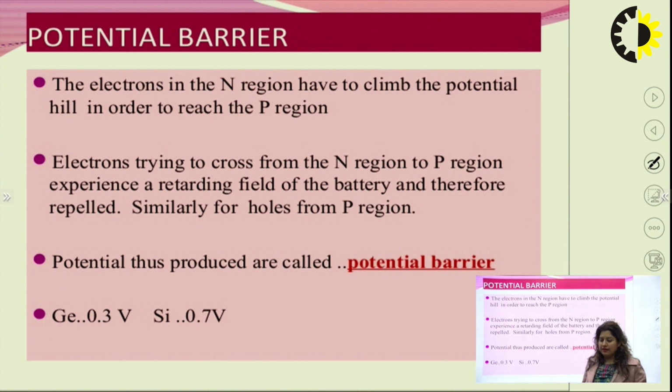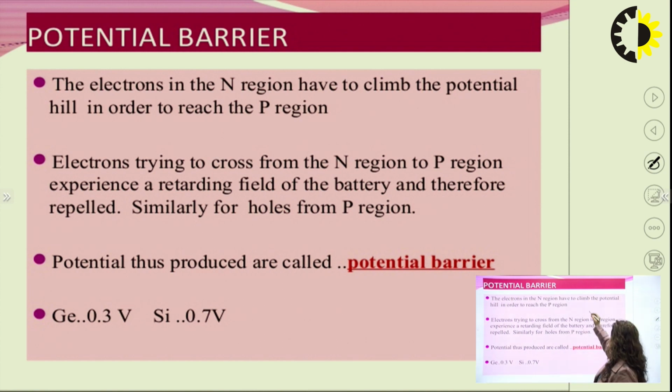So next we have to discuss what is potential barrier. As we have already discussed, there will be some built-in potential, a built-in barrier which electrons and holes have to cross to jump from N region to P region, electrons basically. So the electrons in the N region have to climb the potential hill in order to reach the P region. Electrons try to cross from the N region to the P region, but they will experience some retarding field of the battery, therefore they get repelled. Similarly for holes from the P region, there will be some built-in voltage.